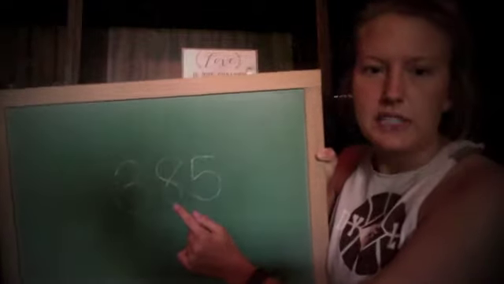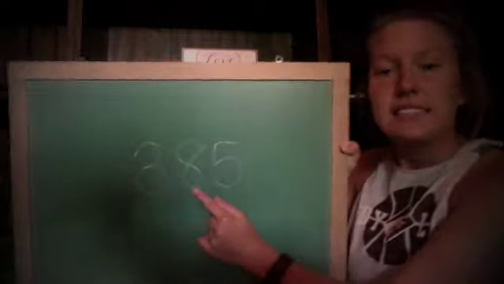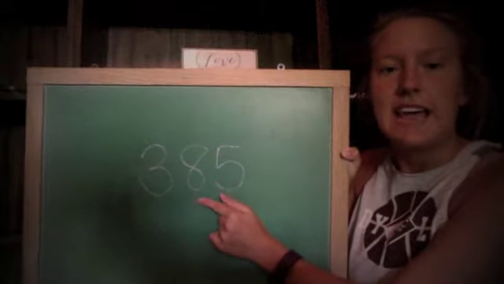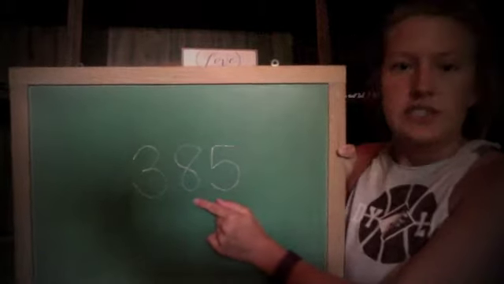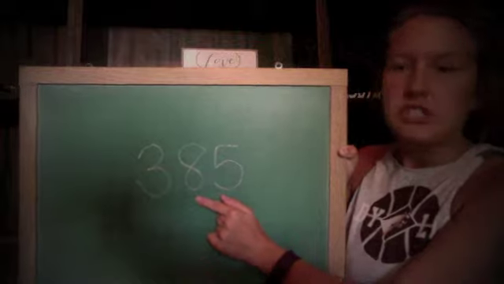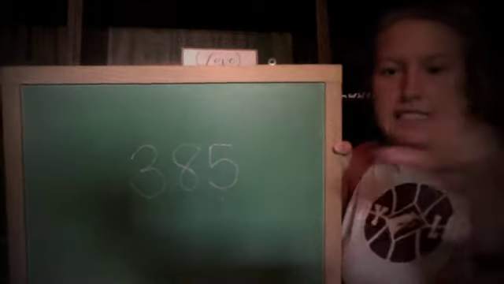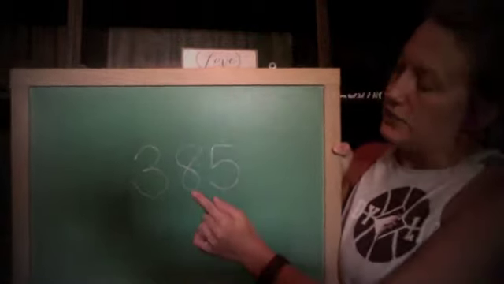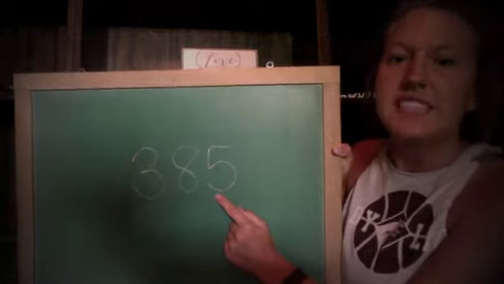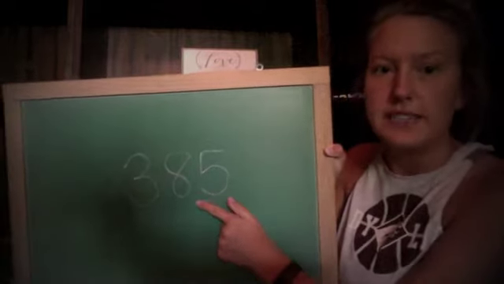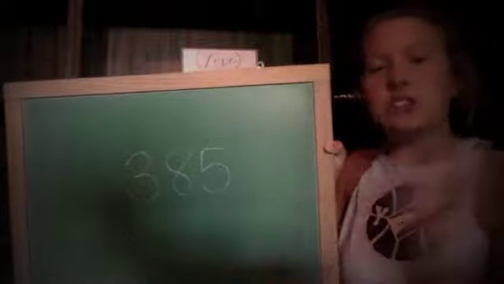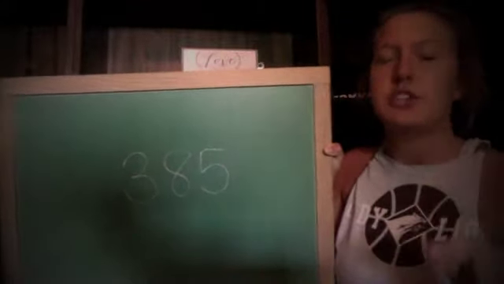This 8 is worth 80. That 8 is in the tens place. So when we were building this number, we wouldn't just get 8 ones out. We would get 8 ten rods out. That 8 is worth 80. And this 5 is worth 5 ones because it's in the ones place. So we would get just 5 little 1 cubes out.